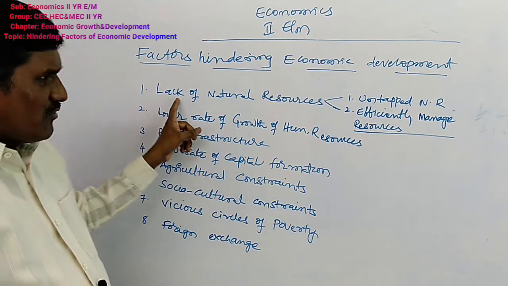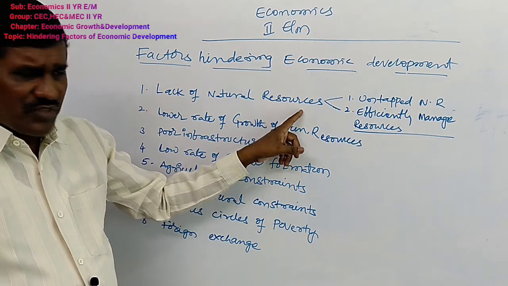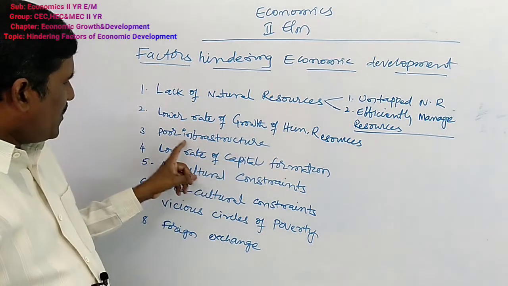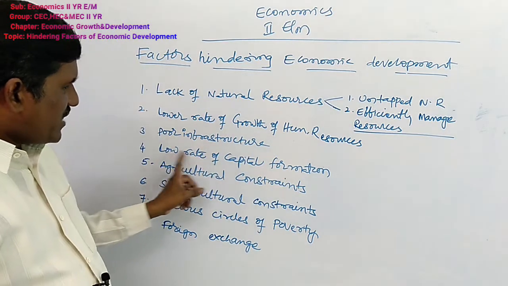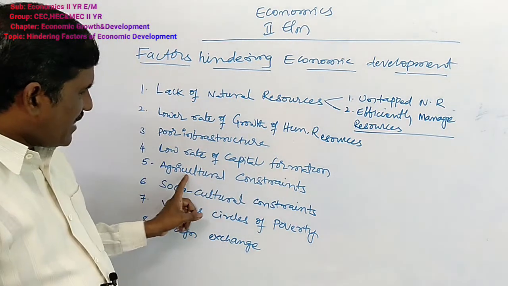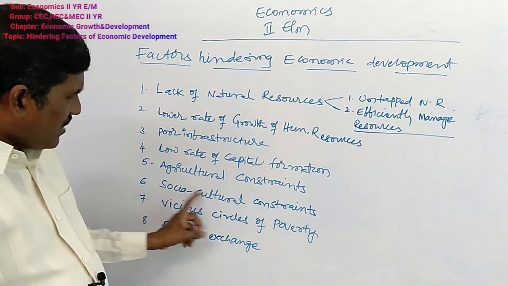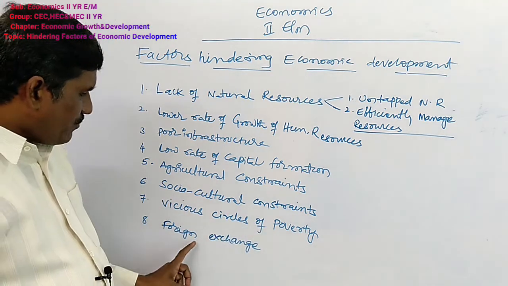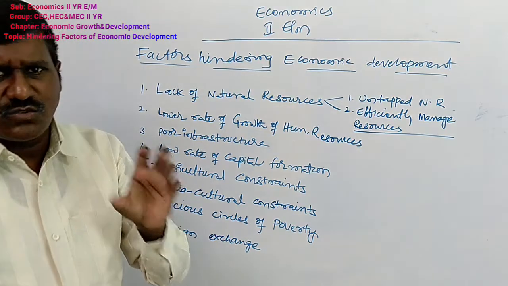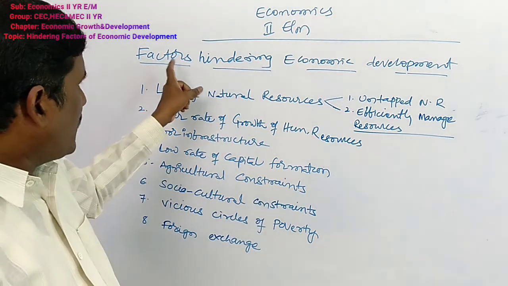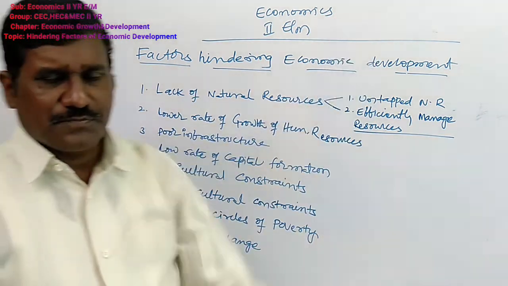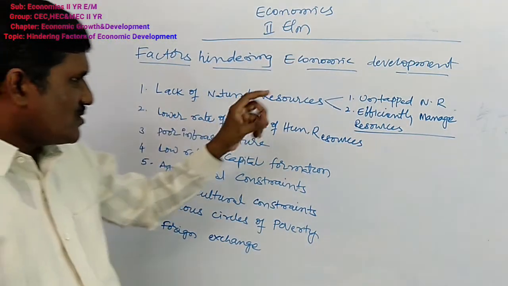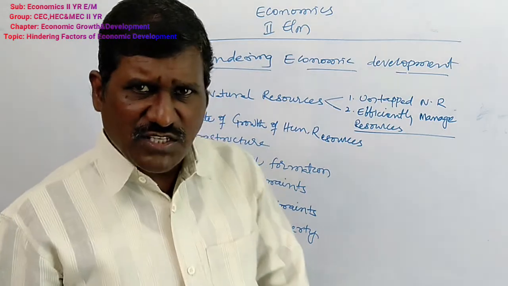One is a lack of natural resources. Try to understand, it is simple. Natural resources, low rate of growth of human resources, poor infrastructure, low rate of capital formation, agricultural constraints, socio-cultural constraints, vicious circles of poverty, and foreign exchange are the few points. So we have to study the factors hindering economic development. Let us analyze one by one. First one is lack of natural resources.